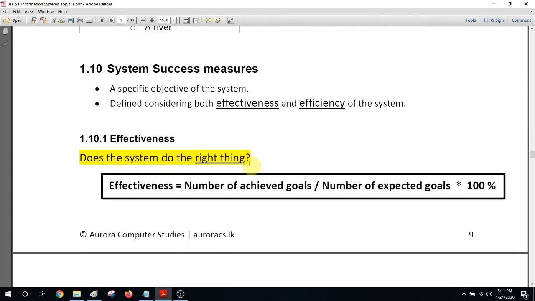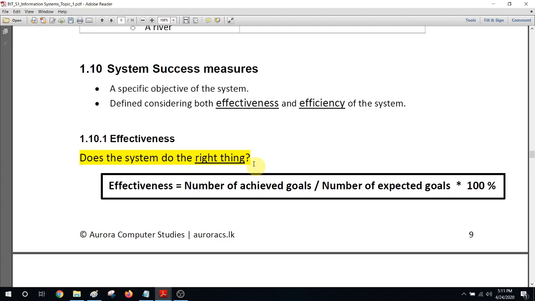Right. So now we are moving to the measurement of success of information systems. So basically success of systems. There are two things we can do. The big picture is basically if a system is productive, people will call it a successful system. If the system is not productive, it is not a successful system. Productivity we can categorize into two subcategories, effectiveness and efficiency.